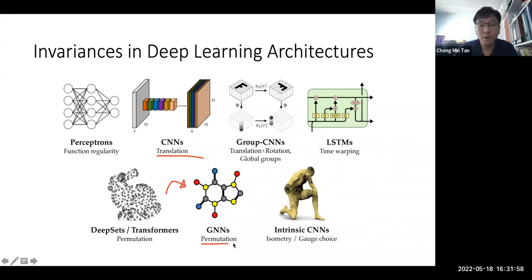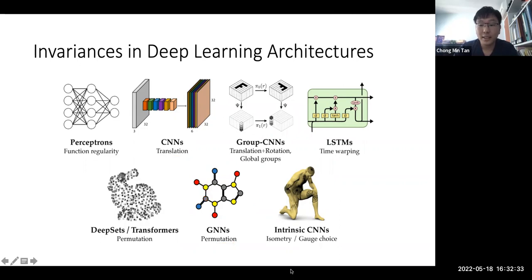Similarly, graph neural networks are permutation invariant because you can swap the order of your nodes. If you represent your nodes as rows in a matrix, you can swap the row order of your nodes, for example node 1 and node 2, and it will still give you the same output. So this is what they mean by permutation invariance in GNNs.